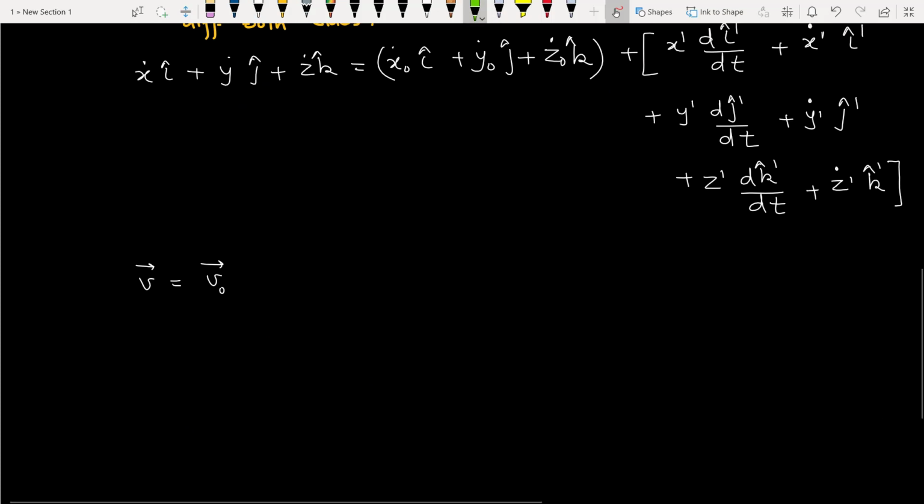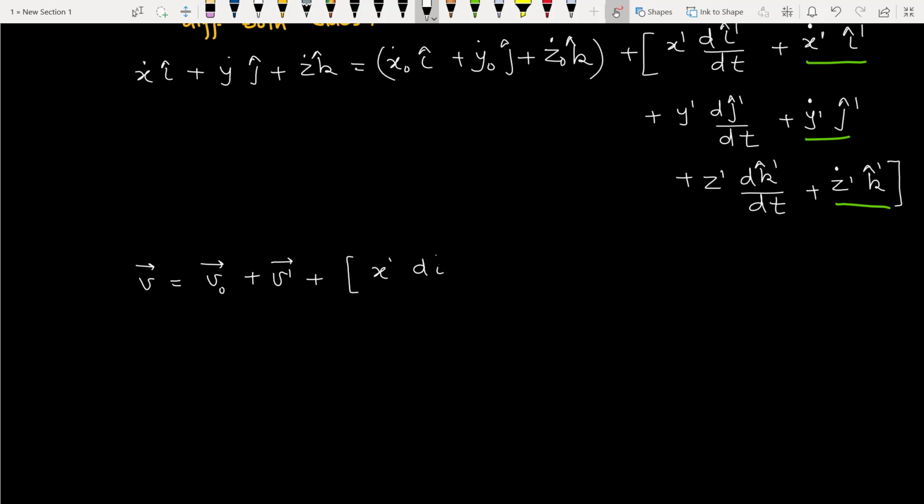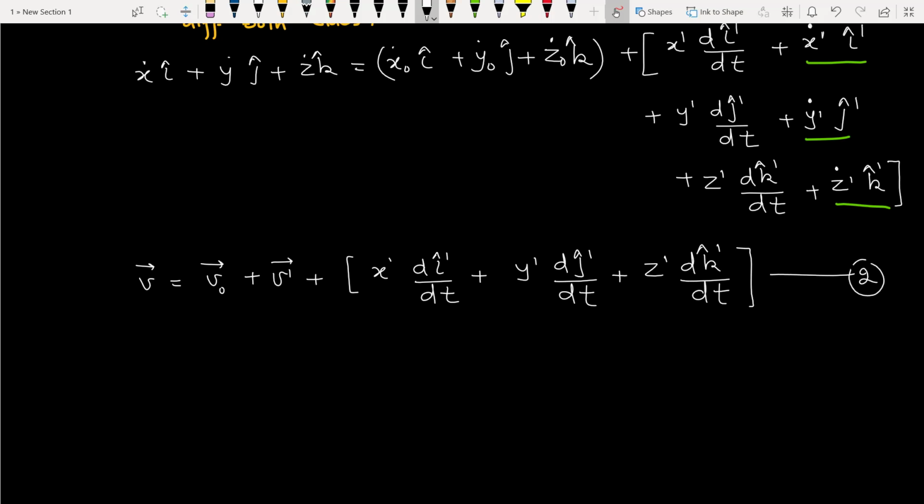So out of these 6 terms, if we select these terms, it is v dash, velocity in S dash frame, velocity of the particle p, and we are left with x dash d I cap dash by dt, y dash d j cap dash by dt, z dash d k cap dash upon dt. So we mark this as equation number 2.